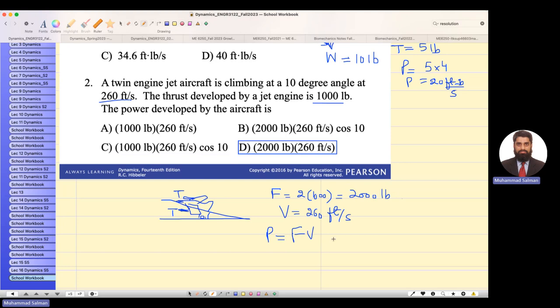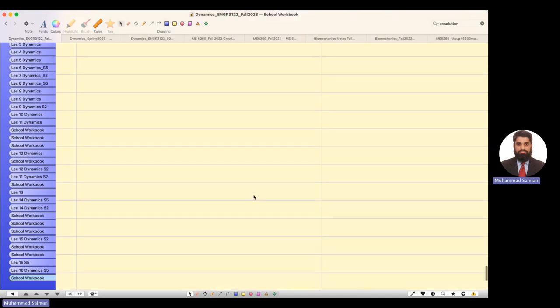Now the catch or the problem here is the angle of attack. Students may get confused about where we have used the angle of attack. If you remember the formula of power, both vectors should be aligned, the force vector and the velocity vector. In this case, they are already aligned. So that was just a confusing number which we did not use in our answer. Okay, you see my point? Okay, let's do another problem.